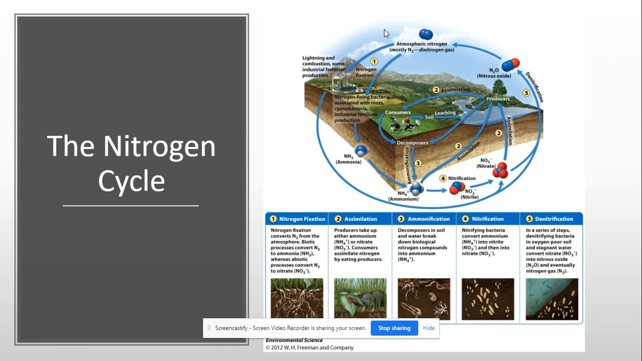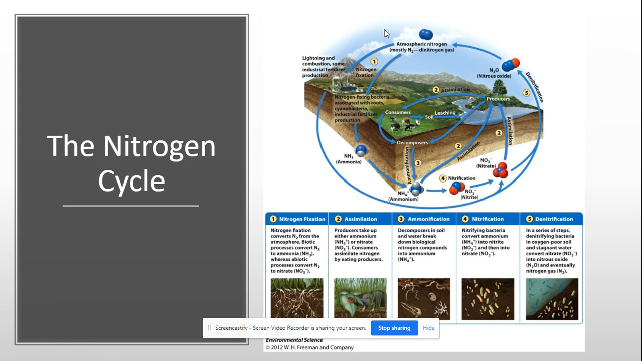Next would be ammonification. So this is where we see those living organisms like plants or animals die, decomposers in the soil and water can break down the biological nitrogen compounds found in those organisms and change it into ammonia. Once again, we have more bacteria, such as nitrifying bacteria, that help to convert the ammonium found in the soil into nitrite and eventually into nitrate. And so plants can take those forms up.